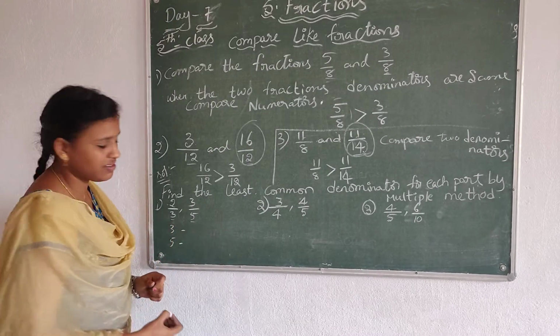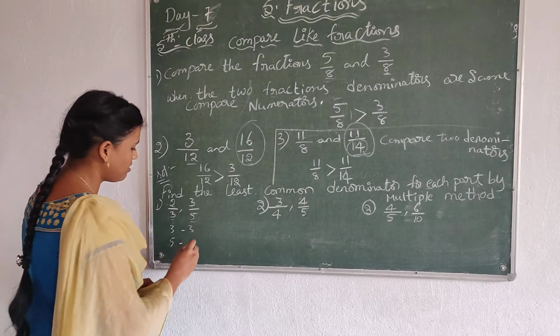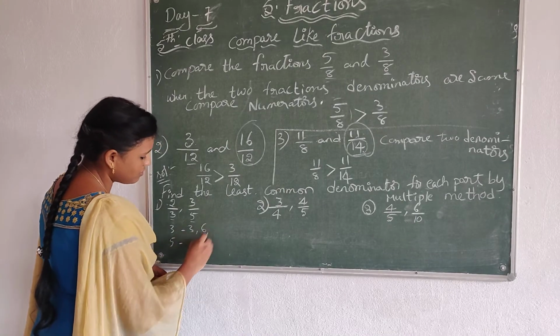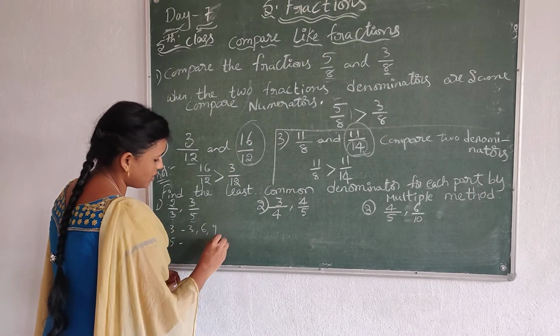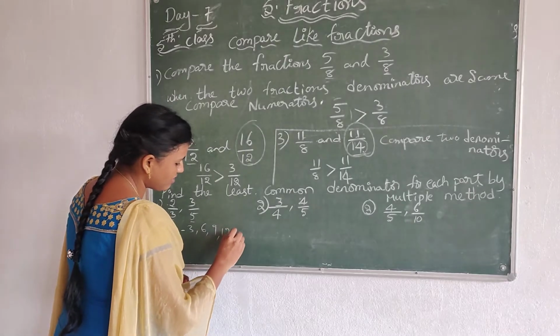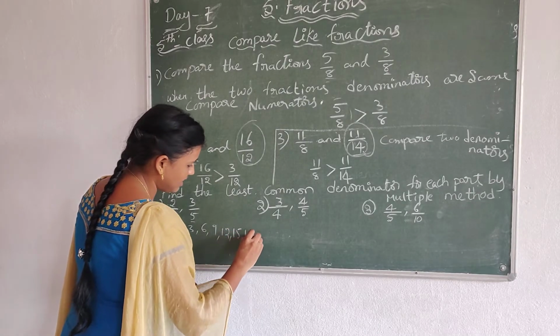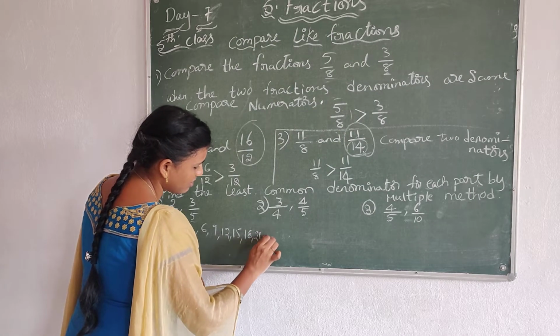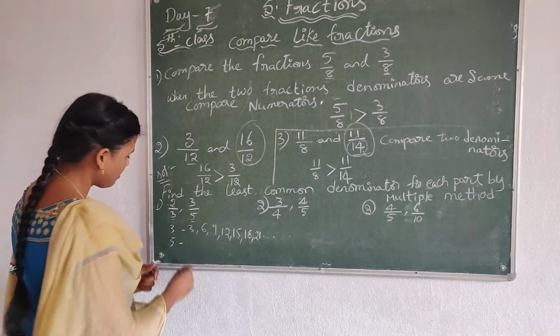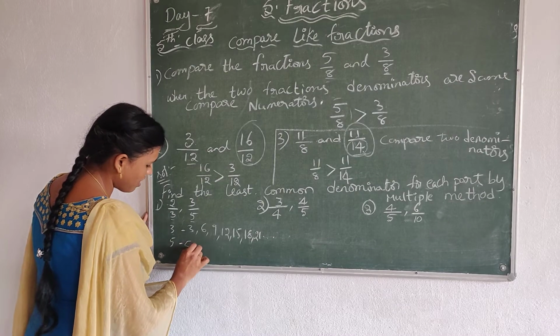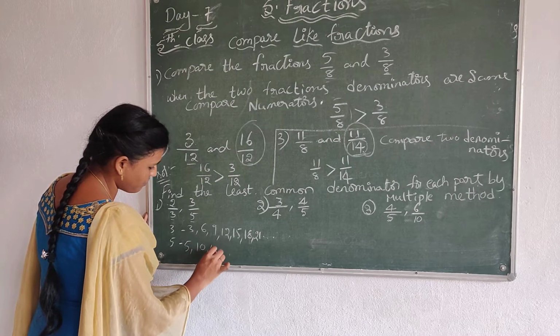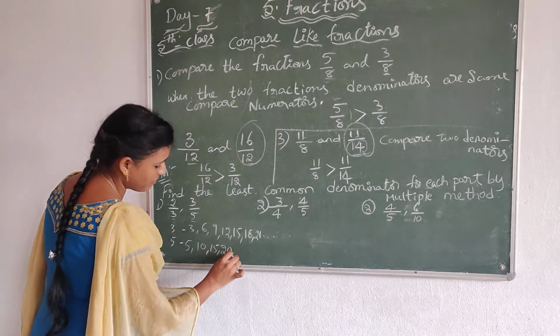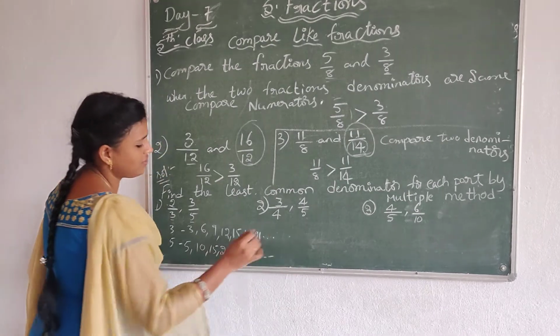Write their multiples. 3 ones is 3, 3 twos 6, 3 threes 9, 3 fours 12, 3 fives 15, 3 sixes 18, 3 sevens is 21, and so on. Here you write 5 ones are 5, 5 twos are 10, 5 threes are 15, 5 fours are 20, 5 fives is 25, and so on.